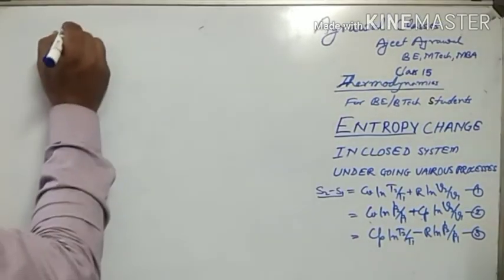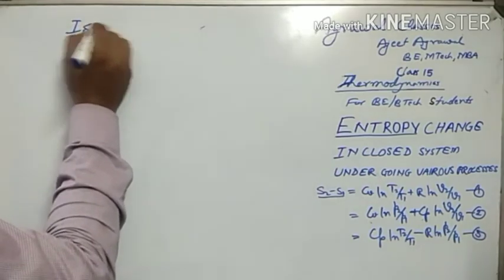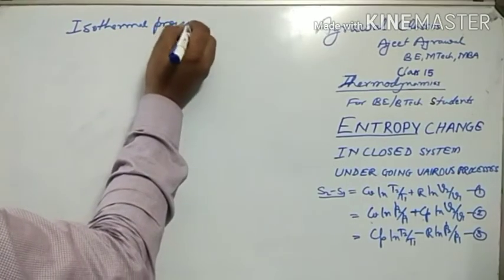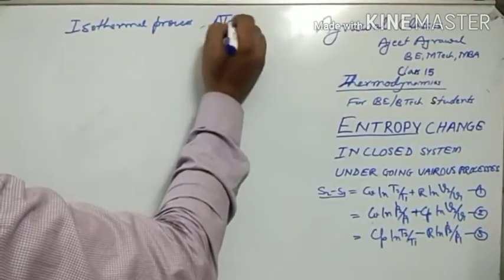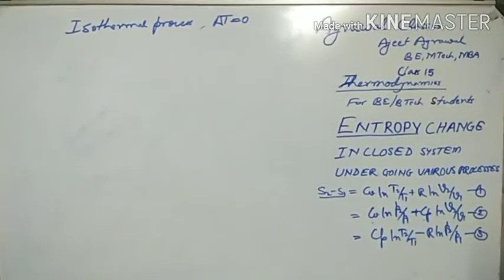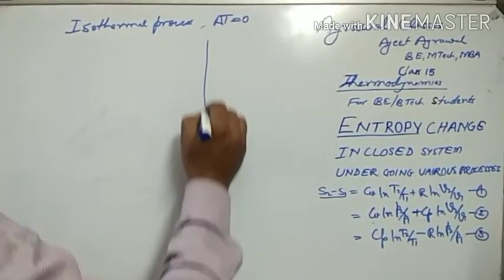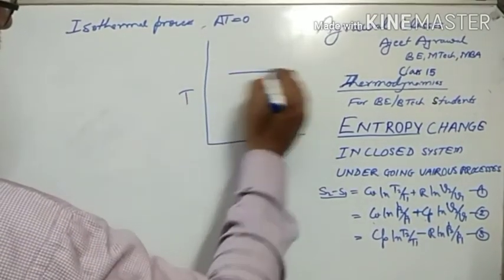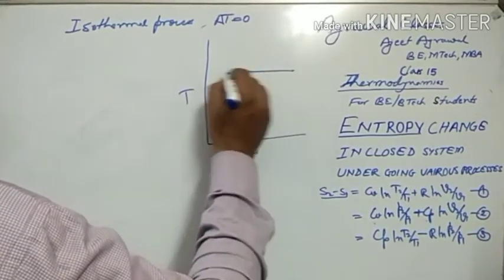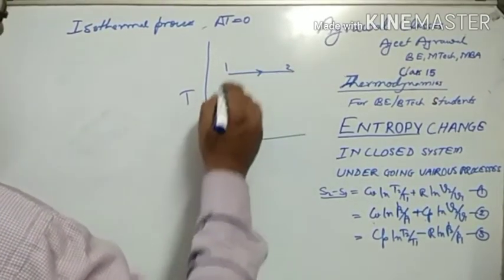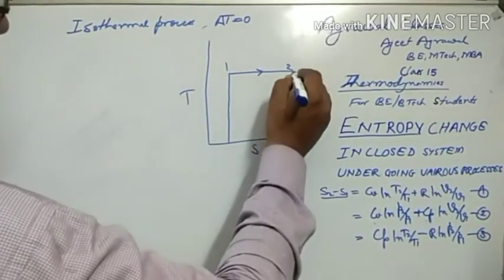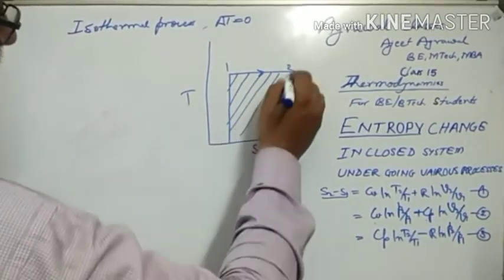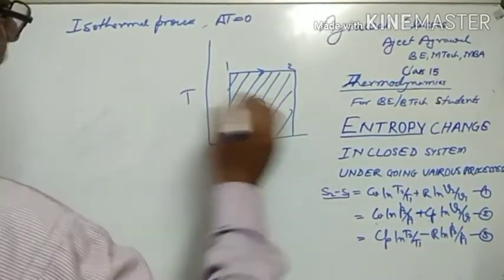The third process we will consider is the isothermal process, where change in temperature is zero, or temperature is constant. This process can be represented on the TS diagram by a horizontal line. It's a constant temperature isothermal expansion we are considering. So from 1 to 2 the temperature is constant, and the heat transfer during this process is given by the area under this curve. So this is the heat transfer.